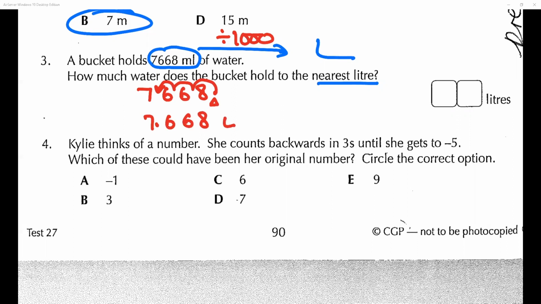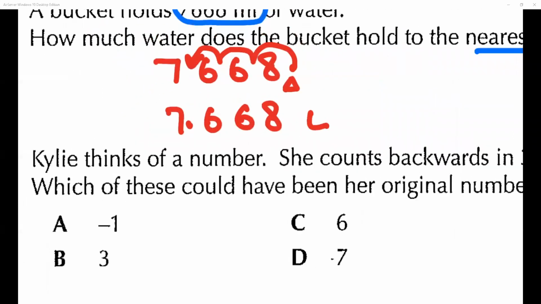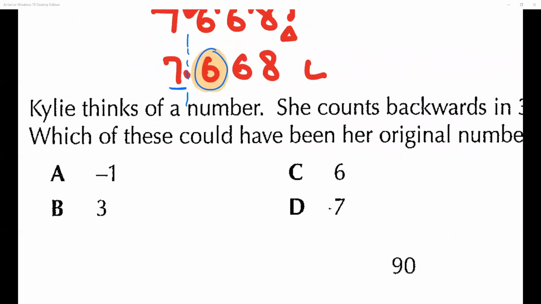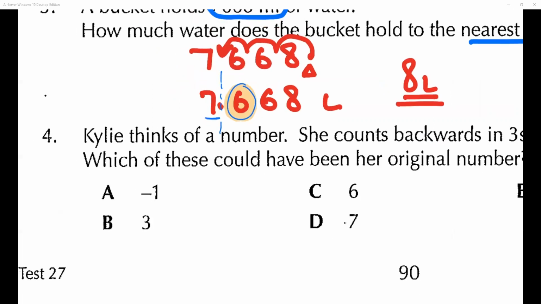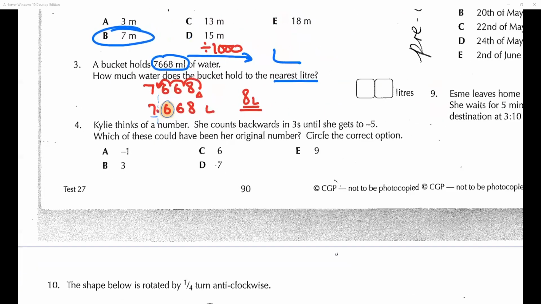So what's the answer? 7,668. Okay, so it's to the nearest liter. So we need to think about here. Nearest liter means this one here. So we've got to stop at the 7. So we've got to look at the 6. So what is the 6 telling us to do to the 7? So the 6, if it's 5 or more, we add 1 to the 7. So the 7 liters becomes how many liters? 8. Yes, lovely. 8 liters, because you've got to add 1 to the 7 liters, because the 6 is 5 or more. So the answer is 8 liters.